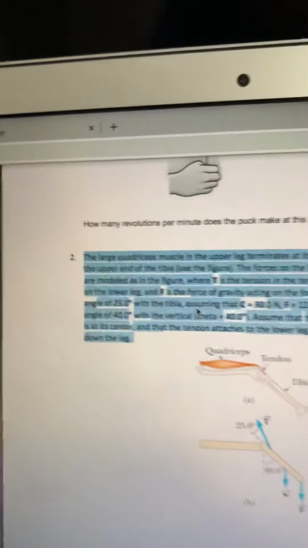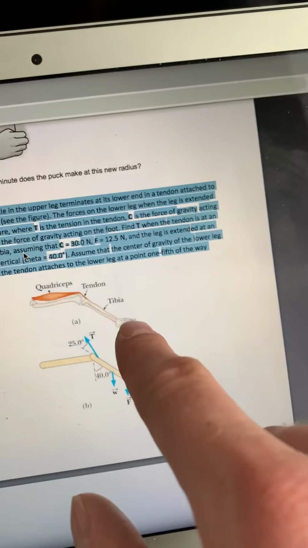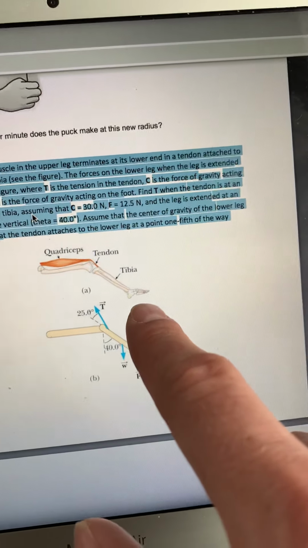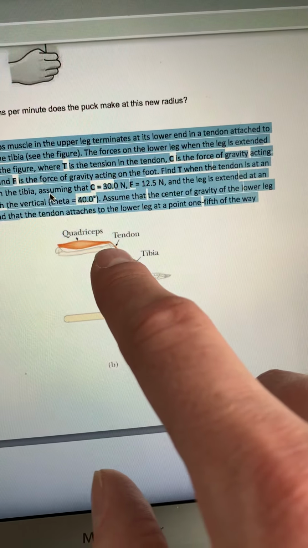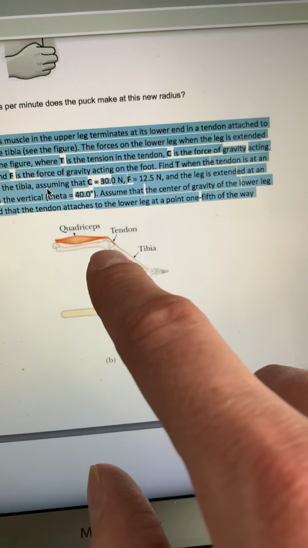Okay, so this next video is going to be for problem number 2 for test 3. This is when we're dealing with the torque and the static equilibrium of a leg, and basically this highlighted portion, you have the weight of your leg and the weight of your foot acting on the knee joint essentially, which is your pivot point.